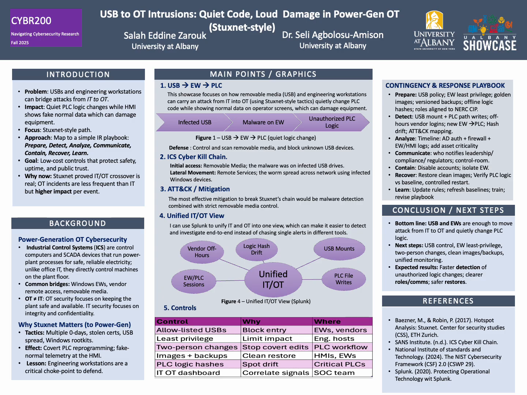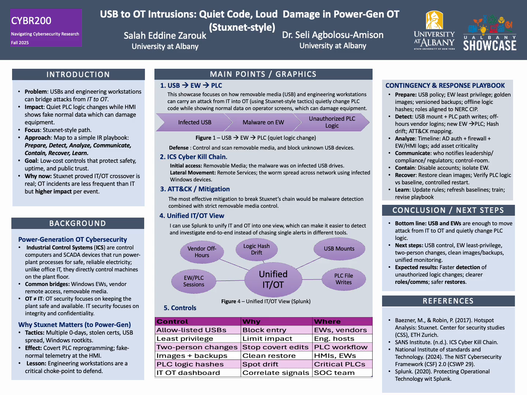I also connected this to the ICS cyber kill chain. Initial access through removable media, then lateral movement across the network using infected Windows devices and remote services. I bring in MITRE ATT&CK to show that strong malware detection plus strict USB control could have broken the Stuxnet chain early.